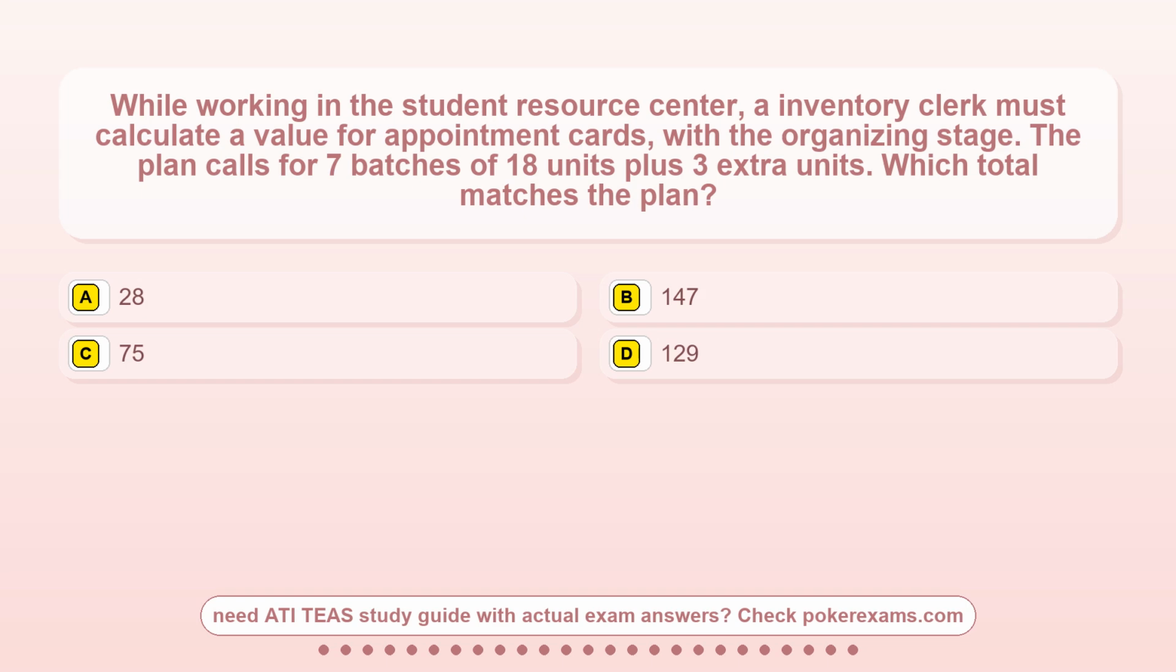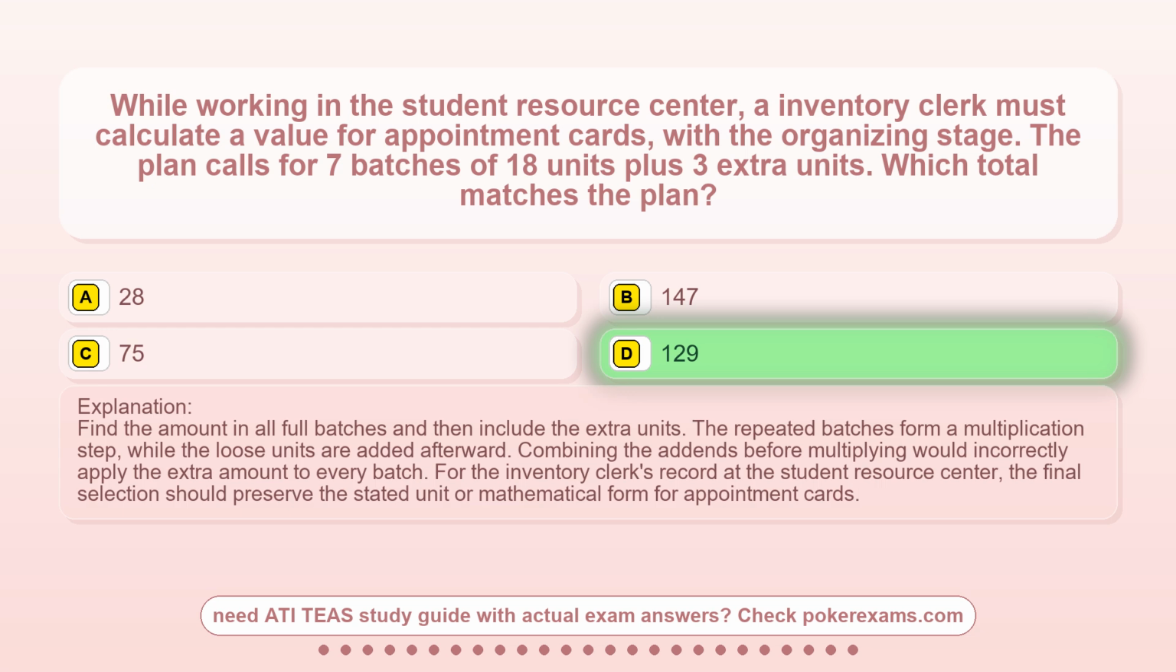Question 4. While working in the Student Resource Center, an inventory clerk must calculate a value for appointment cards, with the organizing stage. The plan calls for 7 batches of 18 units plus 3 extra units. Which total matches the plan? Option A, 28. Option B, 147. Option C, 75. Option D, 129. The correct answer is option D, 129.